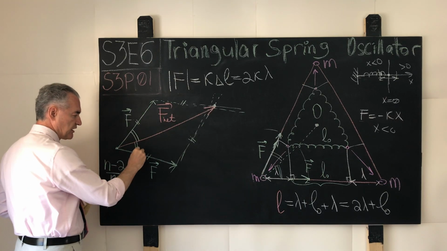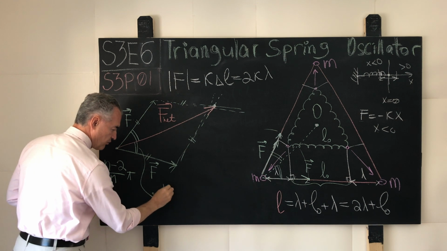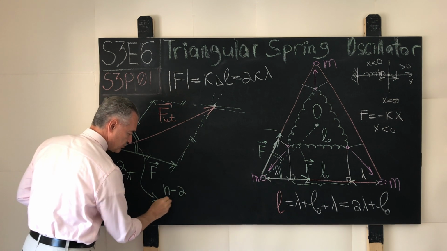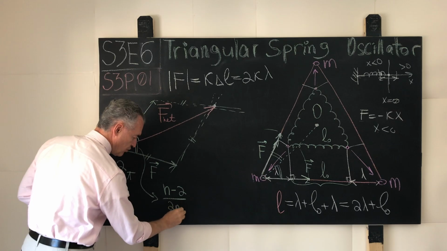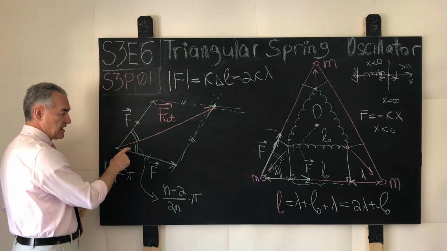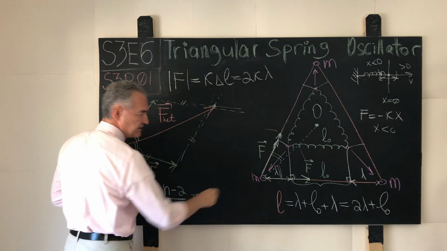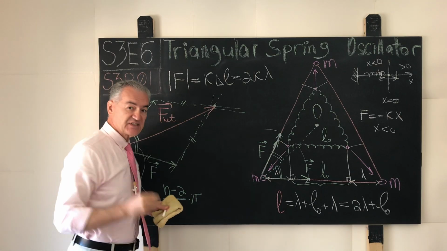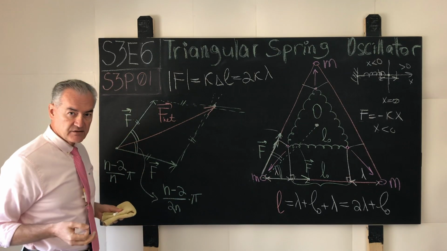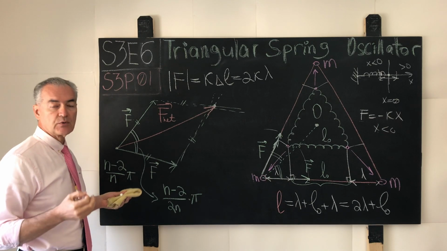And what is this angle over here? What is the magnitude of this angle? Well, we already deduced it: (n minus 2) over 2n times pi. And that means that the net force that acts on each and every point mass in our case acts precisely in the radial direction. And if in the previous segments you were not clear, what is Roman talking about?